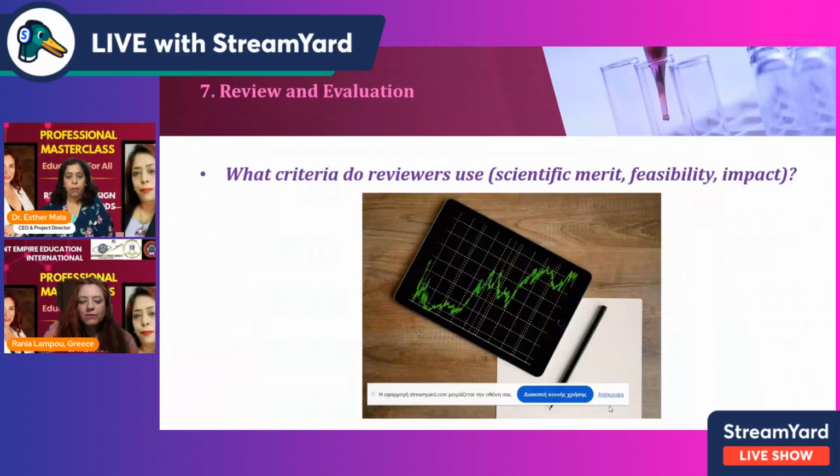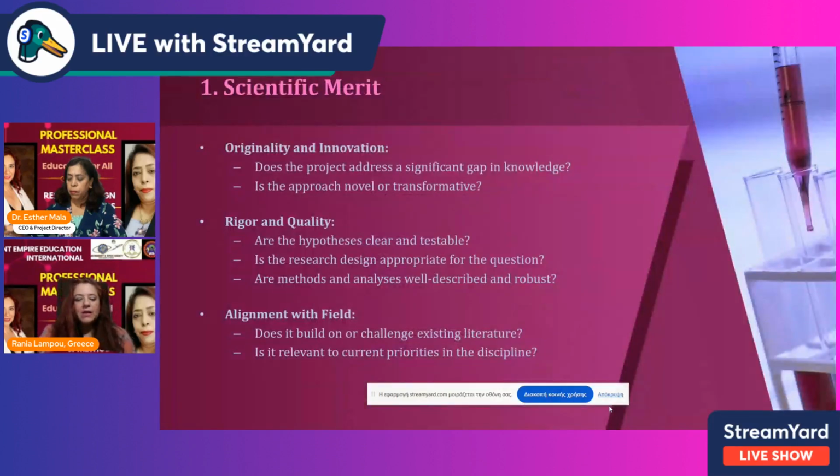Now, for review evaluation, you need to understand the evaluation criteria. Reviewers evaluate proposals according to specific criteria, which can vary slightly by funder, but generally include three core areas. What are these three core areas? Scientific merit, feasibility, and impact. The first one is originality, innovation, and rigor, quality. Are your hypotheses clear and testable? Is the research design appropriate for the question? Are the methods and analysis well described and strong? And the alignment with the field: is it relevant to current priorities in the discipline?